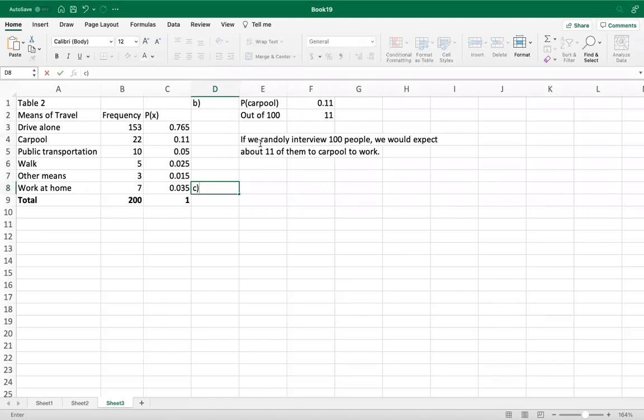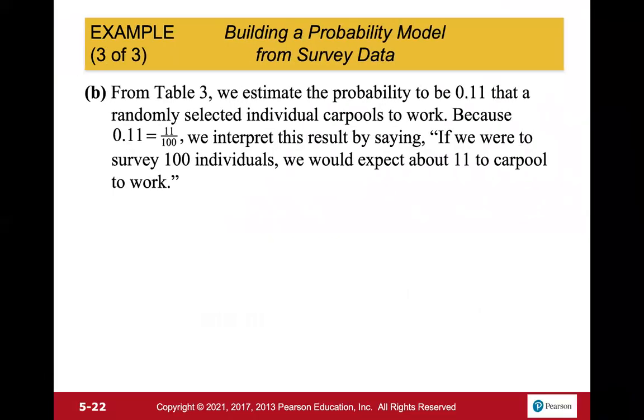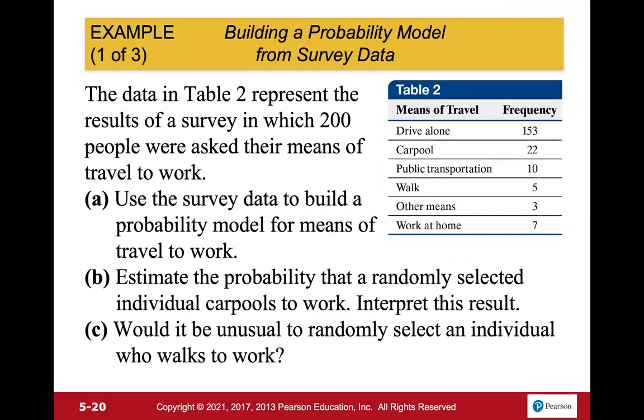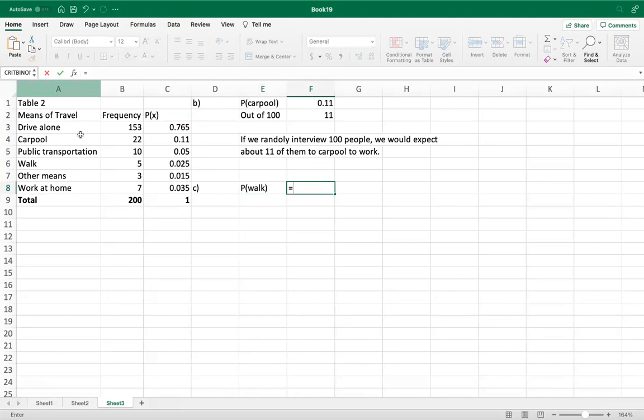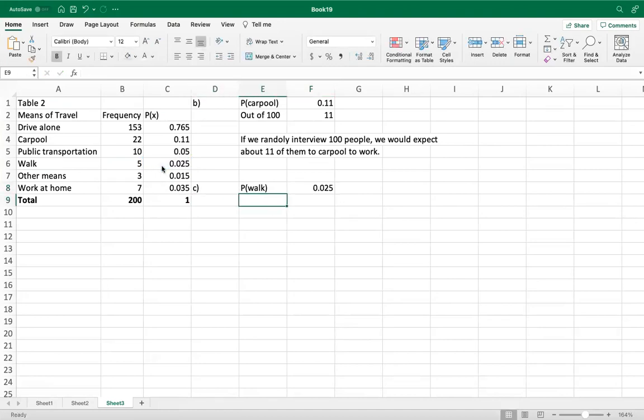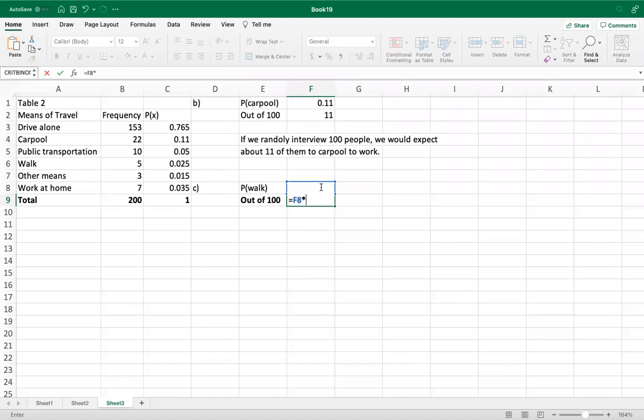And we have C. And C, would it be unusual to randomly select an individual who walks to work? So we're going to look at probability of walking to work. So that's equal to probability of walk. There's 5 people out of the 200, so 0.025. And now let's see out of 100. So out of 100, this is equal to 0.025. And we multiply that by 100 and get 2.5.